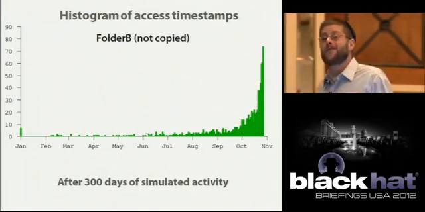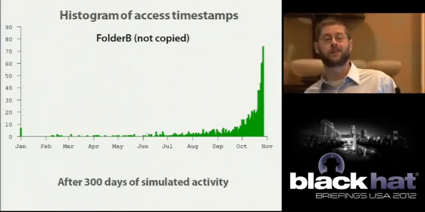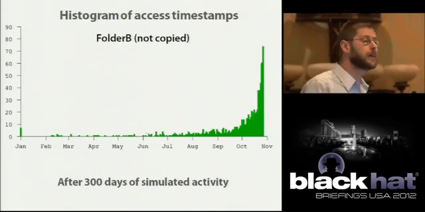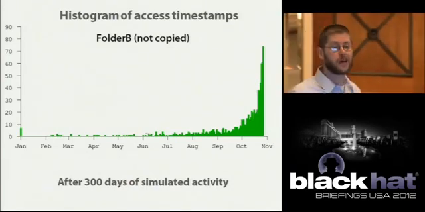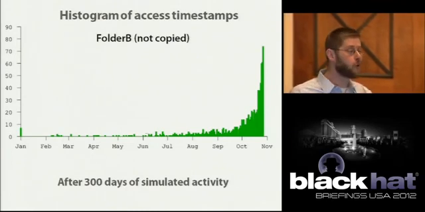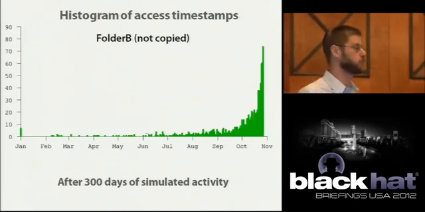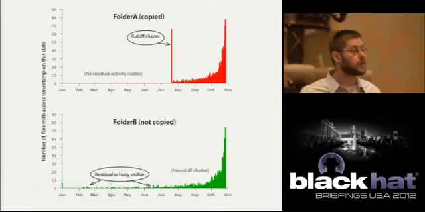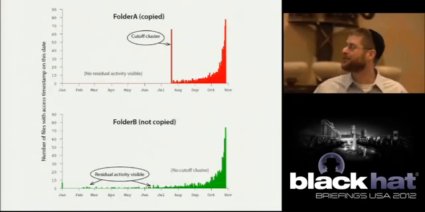I then ran the simulator again, but this time I made a change. I modified the simulator so that on day 200, instead of just opening folders and files, it would copy the entire folder. Copy the entire thing, data exfiltration. Then I ran it for an additional 100 days, and I plotted the histogram again, this time in red. And you'll see something very interesting.